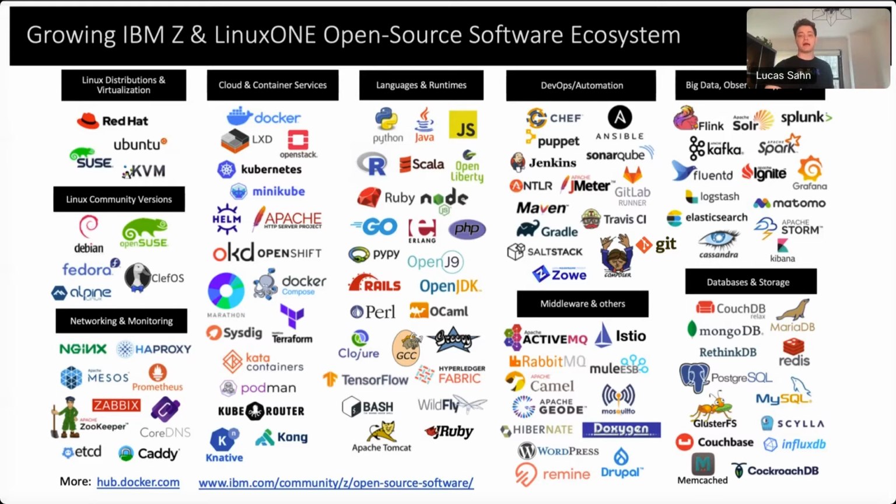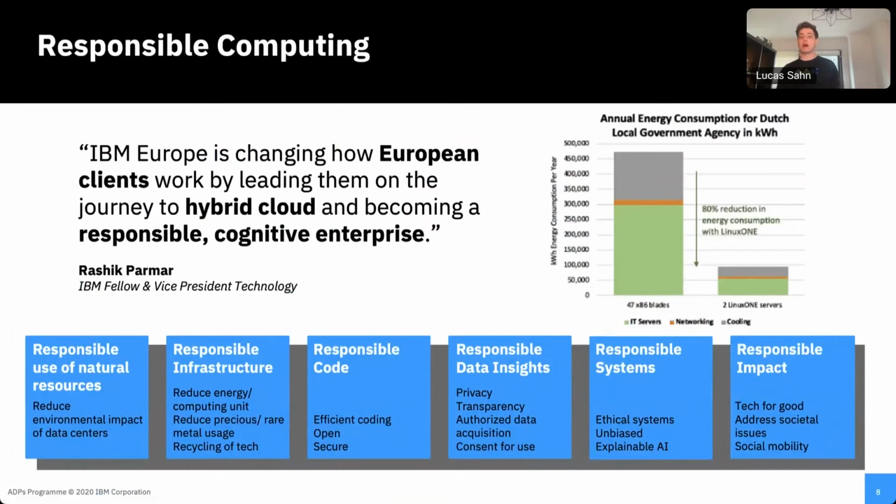One more thing I want to highlight before we dive into AI on the platform is that this is responsible computing, especially compared to the traditional x86 blade infrastructure that so much of the public cloud is run on. IBM Z mainframes and LinuxONE machines are designed with sustainability in mind.